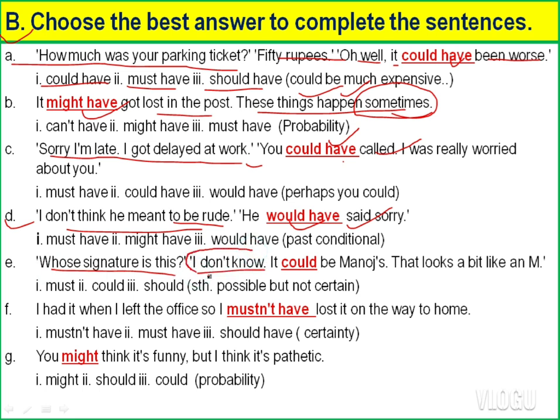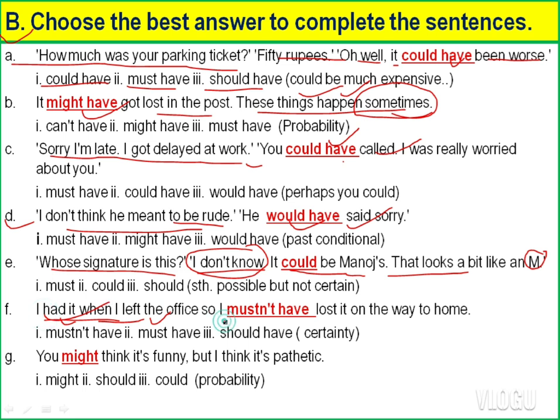Now as soon as don't know comes, what is it? It is not sure. Yes, it could be Manoj. It could be Manoj's. That looks a little bit M. The front letter looks like M. I had it. I took it when I left the office.